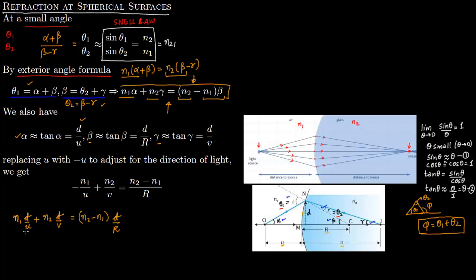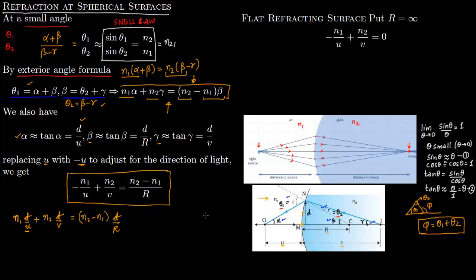Now you just replace this u with minus u. Why do you do that? You do that to adjust for the direction of light. So notice that we are measuring u in the opposite direction. So light is incident in this direction, but we have to measure u from m in this direction. So we are going to go from m to o. So therefore u will be minus u. So instead of u, you write minus u. And therefore you get this formula for the refracting surface. So you have minus n1 over u plus n2 over v is equal to n2 minus n1 over r.